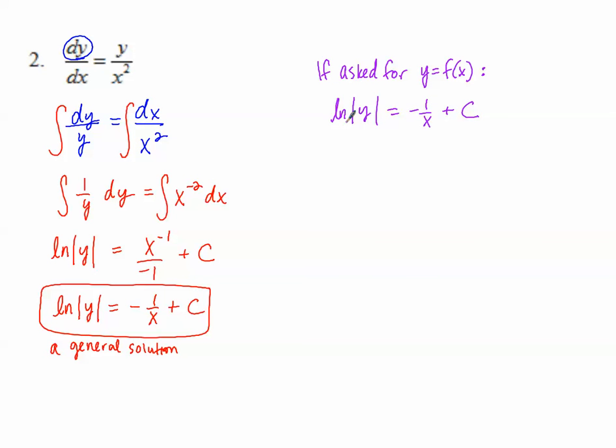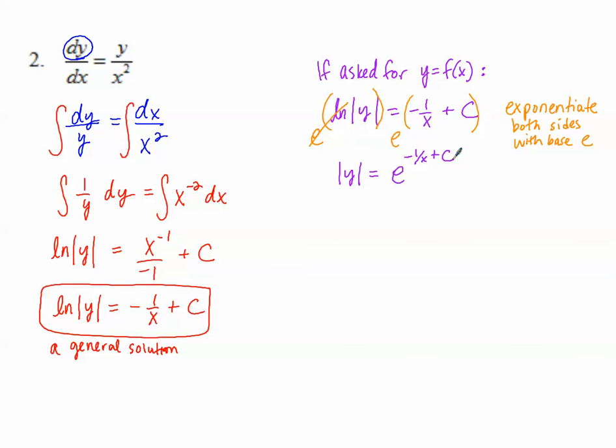How do I make the natural log go away? It's called exponentiating. We exponentiate both sides of my equation with base e. Why base e? Because of the inverse property. That leaves me with just absolute value of y on the left, e to the negative 1 over x plus c on the right.